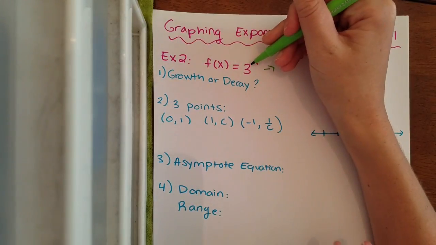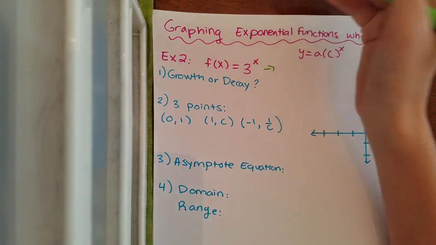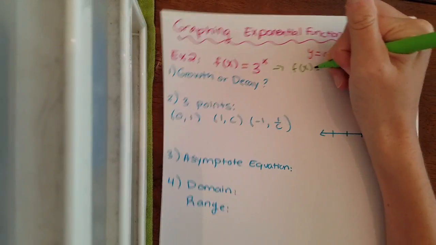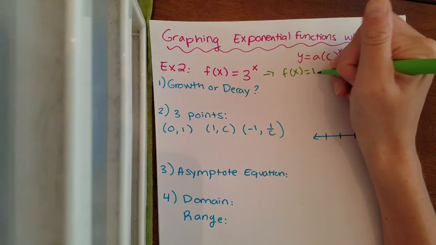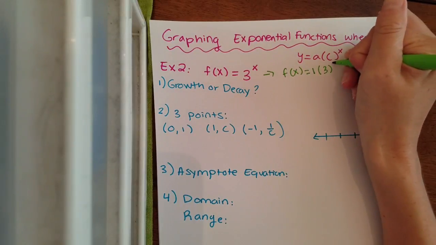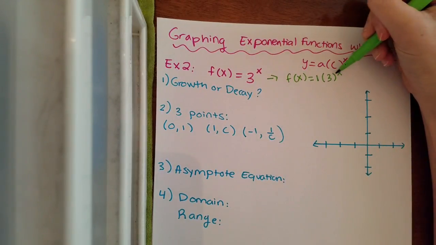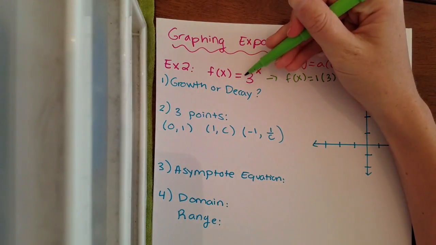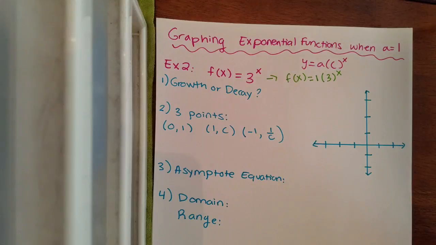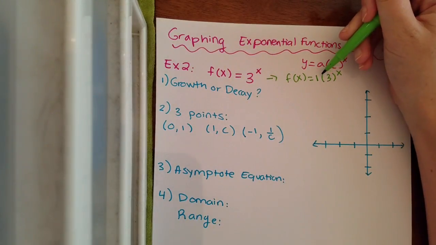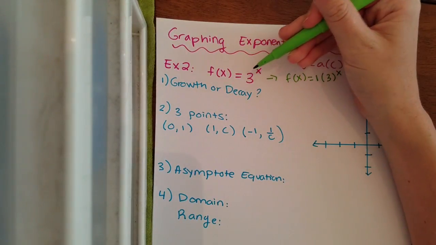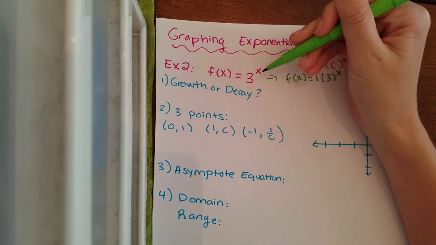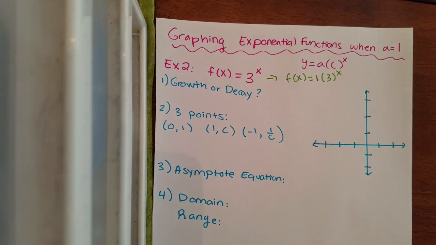Well, if you see here, nothing is multiplying to your c value. So another way I could rewrite this is f of x equals 1 times 3 raised to the x. Remember, 1 times anything is itself, so secretly there is a 1 hanging out in front of my 3 to the x. It's just not there. You can't see it. So your a value is 1, even though you don't see a 1 there. So just keep that in mind. If you don't see an a value, it's secretly a 1.